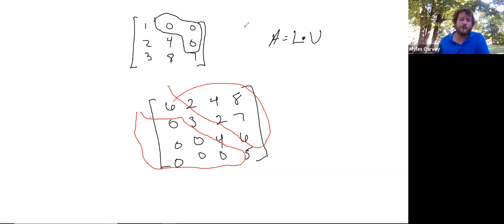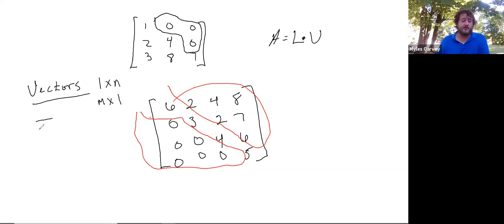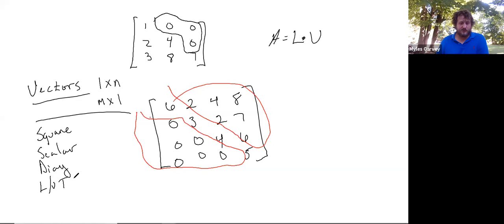But for now, I hope that you've gotten a pretty thorough breakdown of the different types of vectors and matrices. So again, to summarize very quickly, two types of vectors. Vectors are special types of matrices where they're either a 1 by n or an m by 1 matrix. Matrices can come in different forms. They can come in terms of them being square, scalar, diagonal, lower or upper triangular, or as an identity.